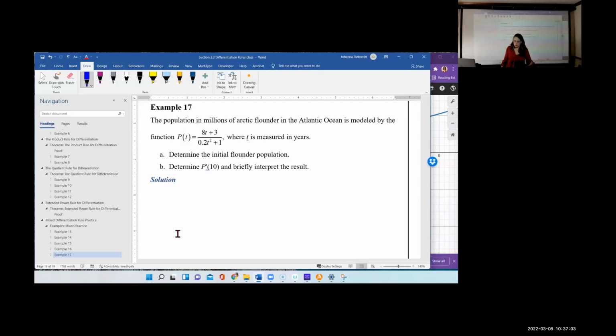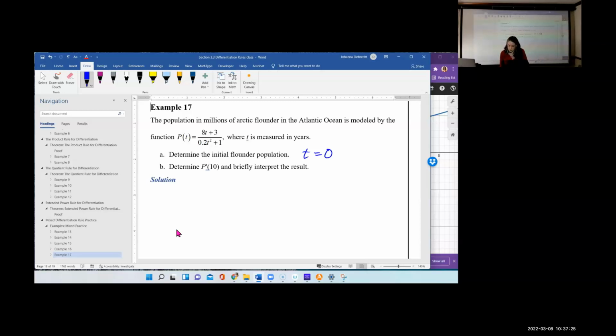This is a real function, and we want to determine the initial flounder population. When they talk about the initial population, they're typically talking about time equals 0. In other words, the moment when you start the study, where nothing's happened yet. So time is 0 because no time has passed.